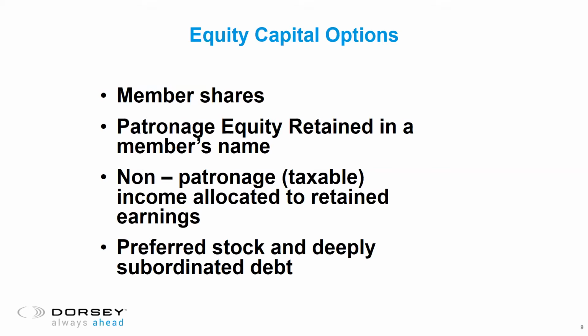So the first one is member shares. And Dave, can you talk about how members come in and what they are asked to contribute as part of the equity process? Yeah, certainly, Mike. Thank you. I'm going to group together the first 3 bullet points on this slide. Member shares, patronage equity retained in a member's name, and non-patronage income allocated to retained earnings.